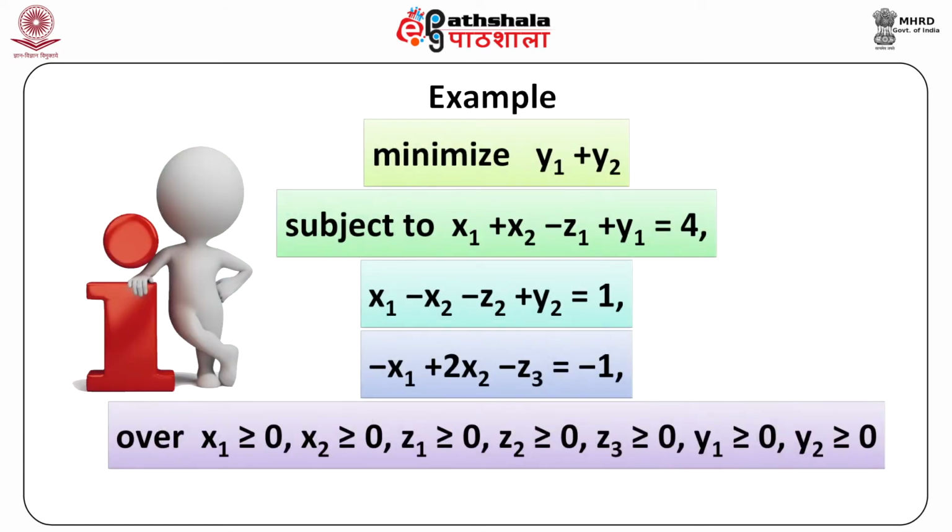For example, we consider the second problem, that is to minimize y1 plus y2 subject to x1 plus x2 minus z1 plus y1 equals 4, x1 minus x2 minus z2 plus y2 equals 1, and third, minus x1 plus 2x2 minus z3 equals minus 1, with x1, x2, z1, z2, z3, y1 and y2 all greater than or equal to 0.